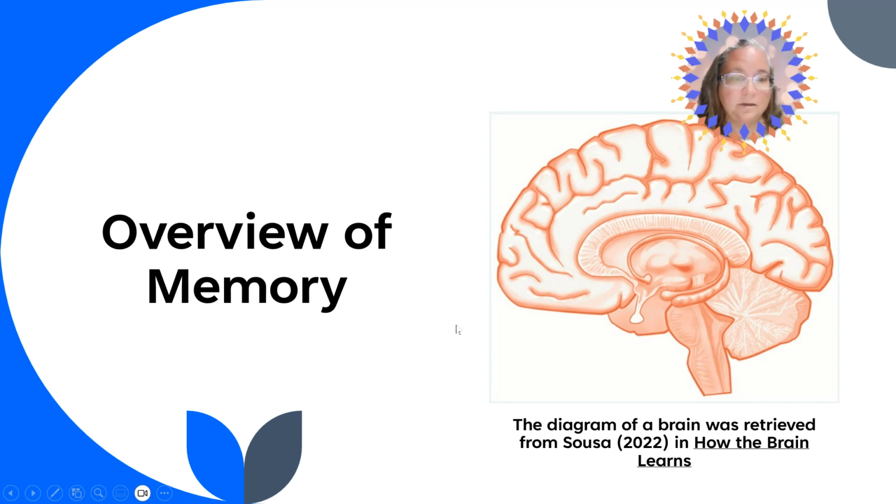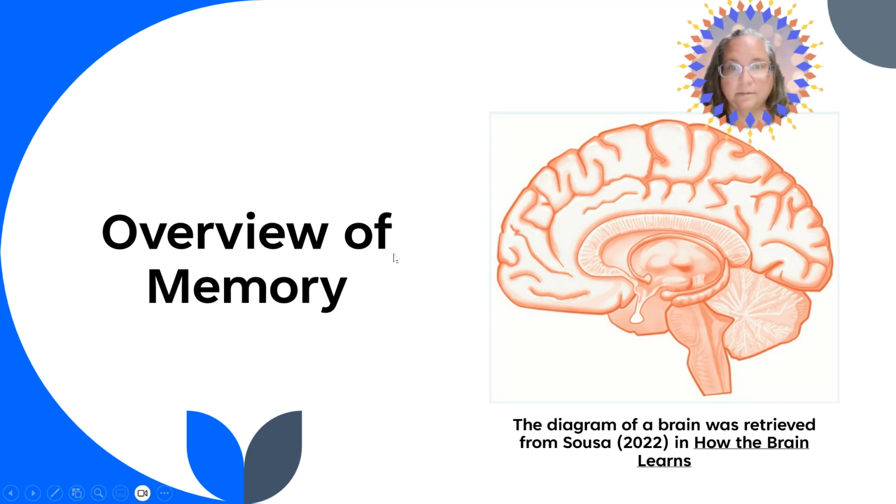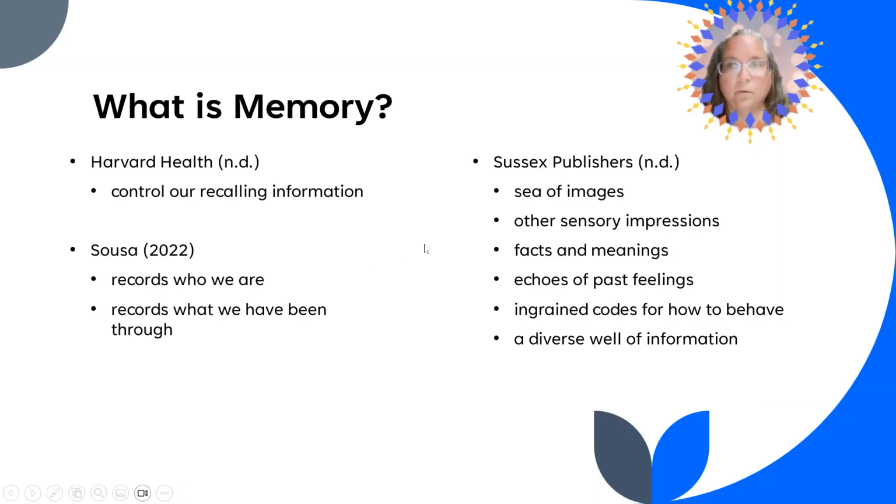This picture I got from How the Brain Learns by Sosa. What is memory? According to the Harvard Health article I got, it's what controls our recalling of information. It's how we learn things and how we remember things. Sosa says that it records who we are and what we have been through. So it keeps everything we are.